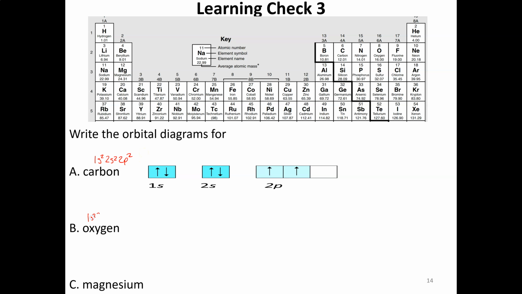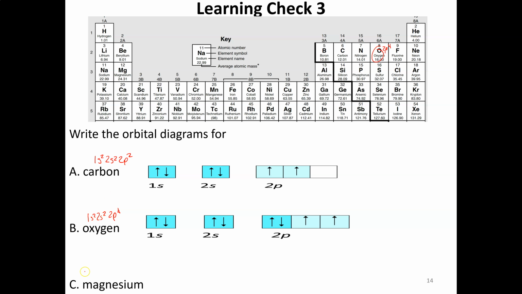For oxygen, same thing. We have 1s2, 2s2, 2p. If you look at oxygen right here, we stop at 2p4. So let me put 2p4 down here, and then look at your orbital diagram. 2p1, 2, 3, 4.